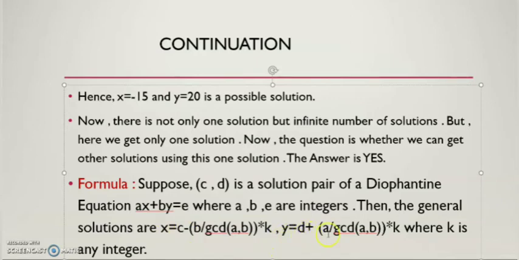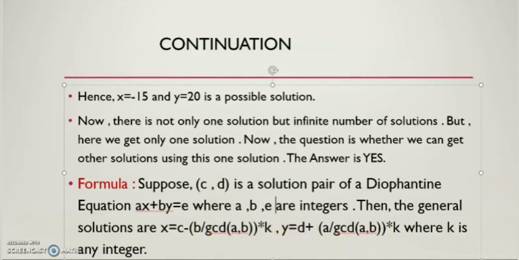Now y equal to d plus a divided by GCD of a and b, into k. What is k? The k is any integer. You can put any integral value, k represents any integer value. Now b is the coefficient of y, a represents the coefficient of x, and c represents the x value of this solution, and d represents the y value of this solution. Using this formula we can generate other solutions by putting different values of k.